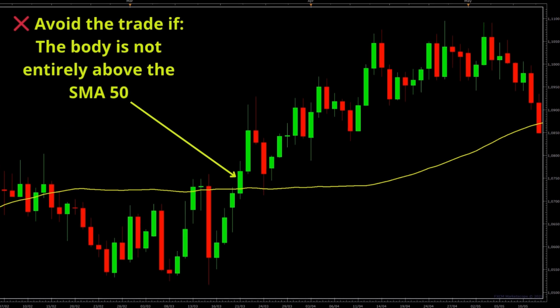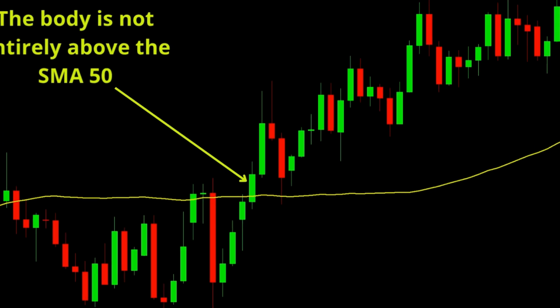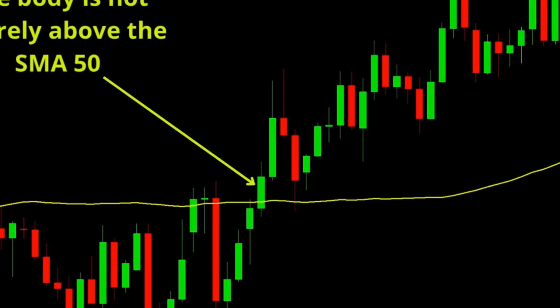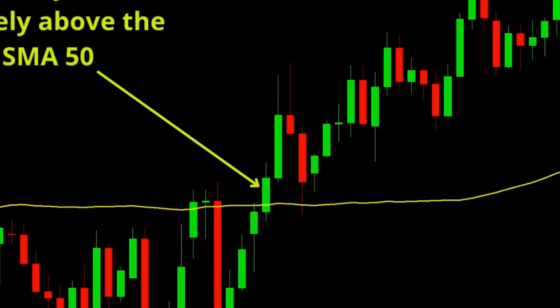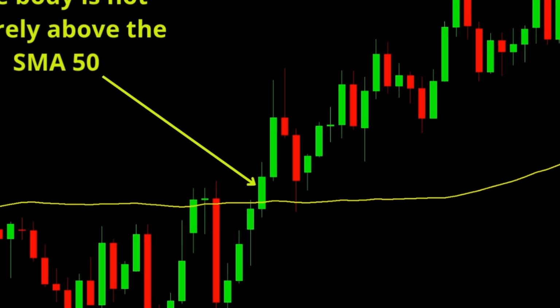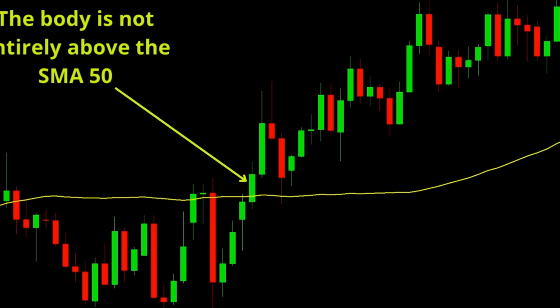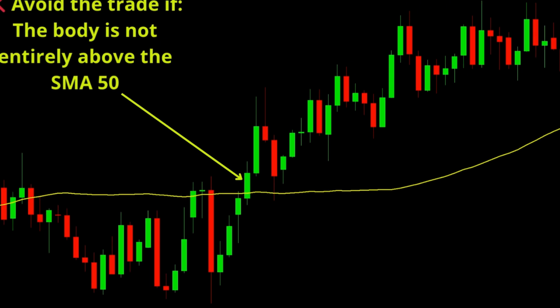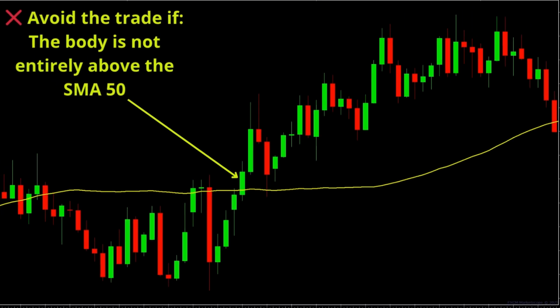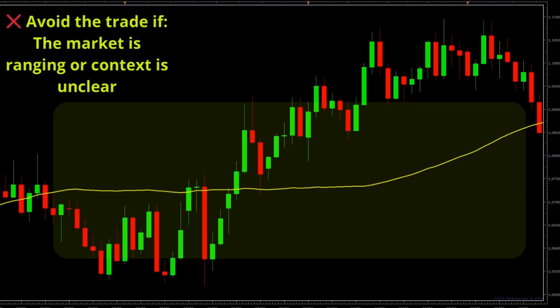Here, the setup is invalid because the candle body is not entirely above the SMA 50. The moving average is cutting through the price action, which indicates a struggle, not a dominant trend. We use the SMA 50 to filter out these messy, low-probability setups, waiting for the price to clearly establish itself on one side. Finally, we avoid the trade if the market is ranging.